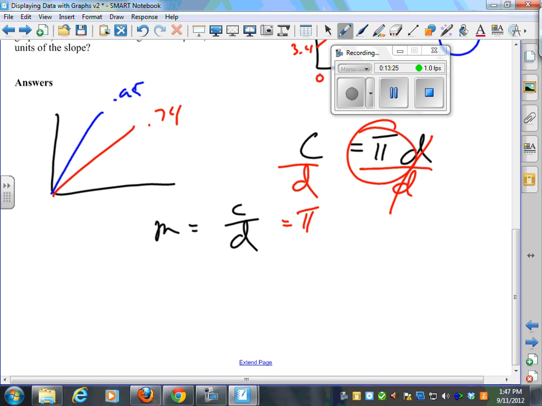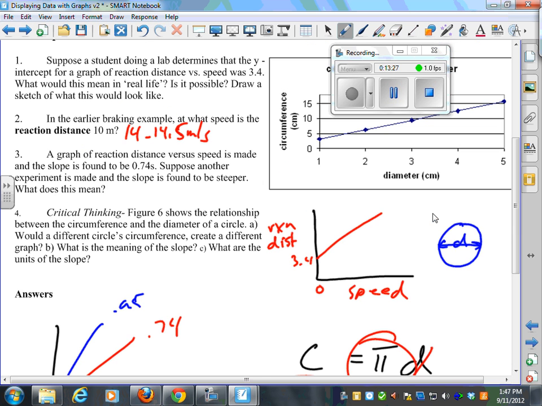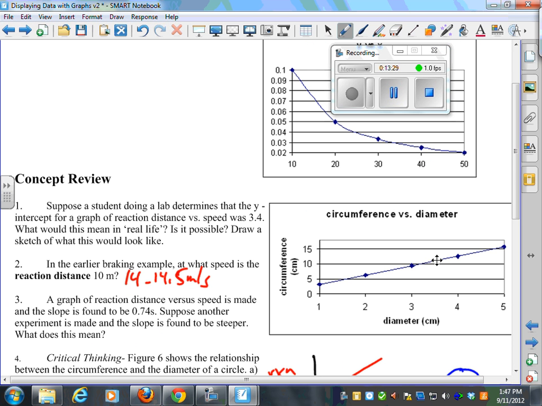pi. In fact, if I actually went and looked at this graph here and calculated the slope, what number would I get? 3.14159265. The slope of this is 3.14. Okay? So what's the meaning of the slope in this case? It's pi. Every slope has a meaning.